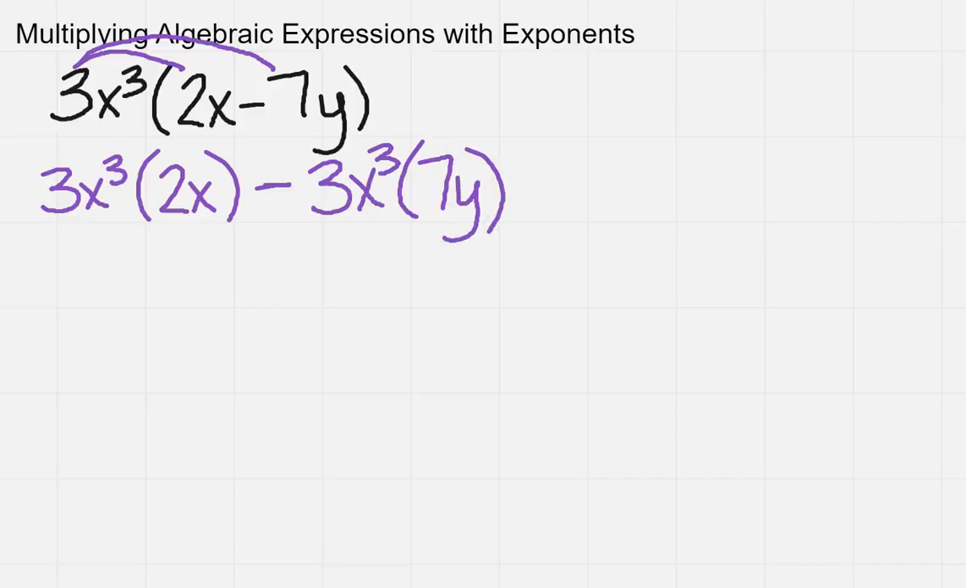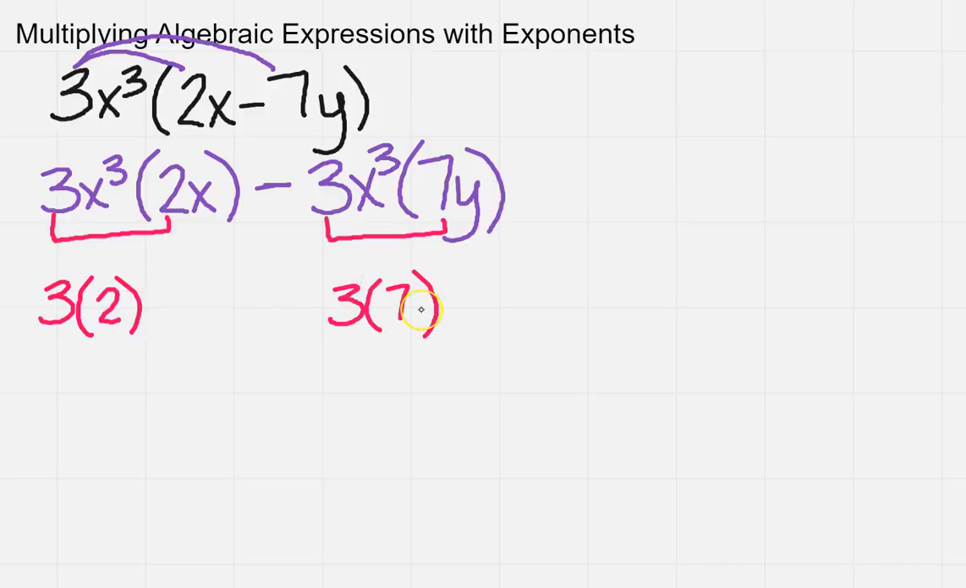So it's the same thing as what we've done in previous videos, is we're going to multiply like things. So these are numbers, so we're going to multiply them, and the 3 and the 7 are also numbers. So this is going to give me 3 times 2, and over here it's going to give me 3 times 7. So next what we look at is we want to look at our letters.